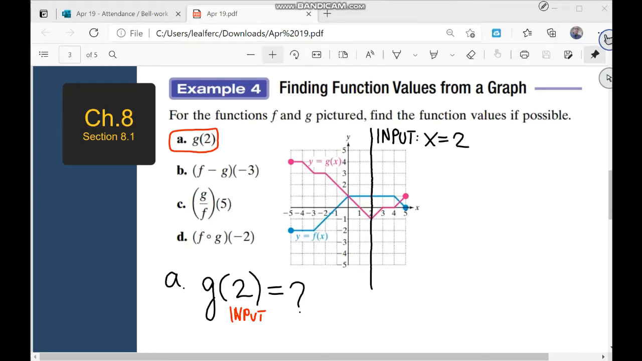Nice? Now I need to find the output. The output is going to be for function G, the intersection between input and G. And this is the intersection. Now I'm going to draw a horizontal line, which is the output.